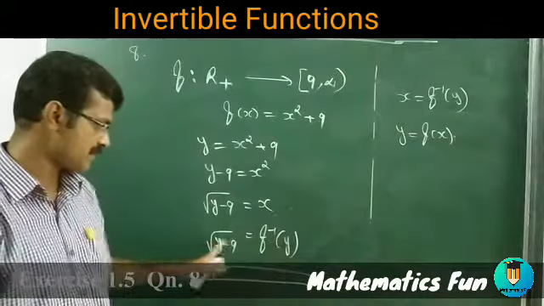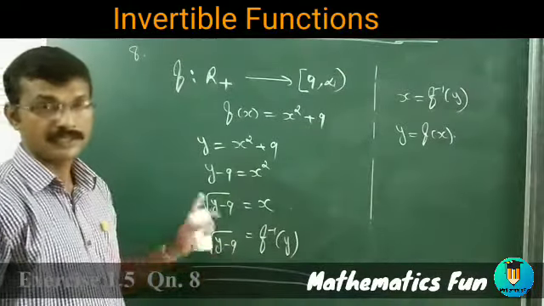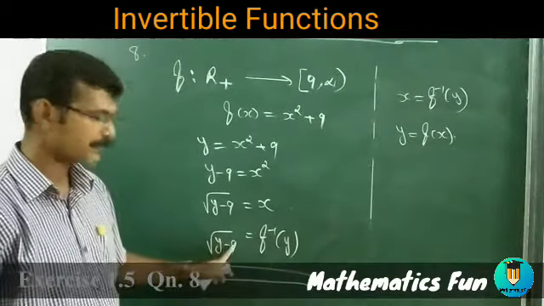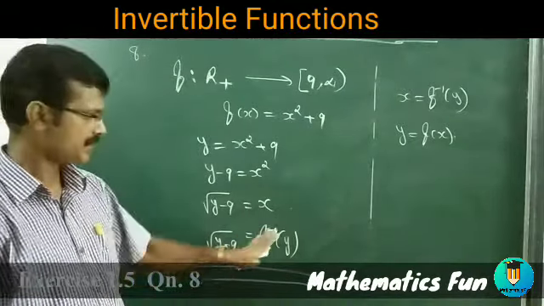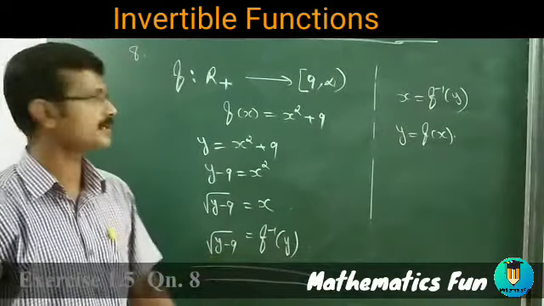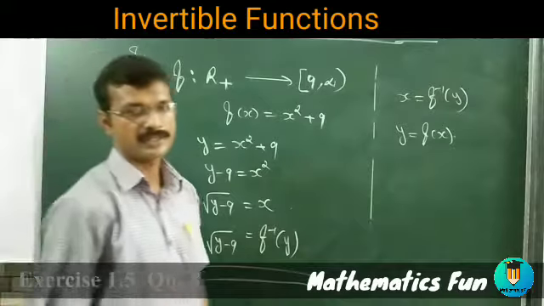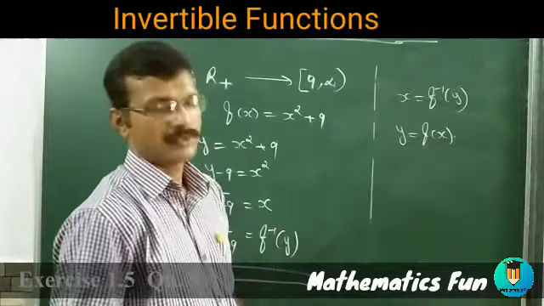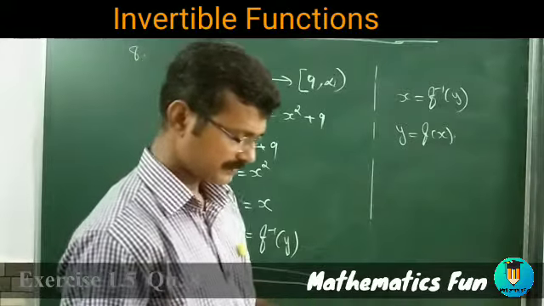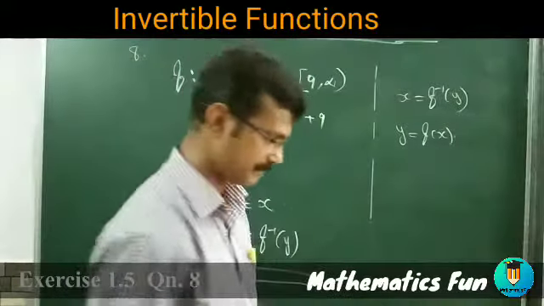F inverse of y is root y minus 9. In case they ask what is f inverse of x, then you write here root x minus 9. So here the question is find f inverse, so I wrote f inverse y is equal to root y minus 9. This is question number 8. Now one more sum we will do from the same exercise, that is question number 19.